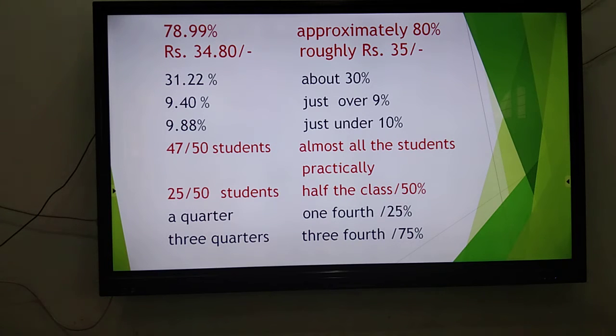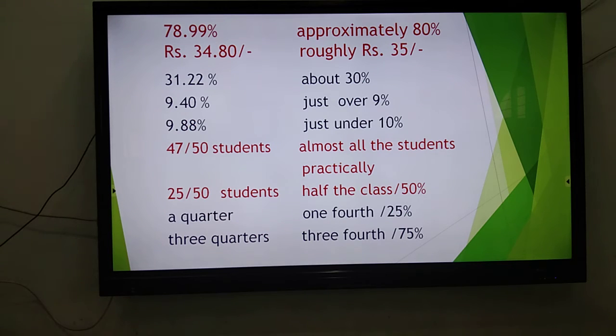In the same way, if we are talking about money or rupees or currency, we could say 34.80 rupees. But instead of saying that, we could say roughly rupees 35, because we are just 20 paise short of 35 rupees. With 31.22%, we can write just about 30%. We cannot write 35% or 25%, otherwise the difference would be a lot, almost 5%.